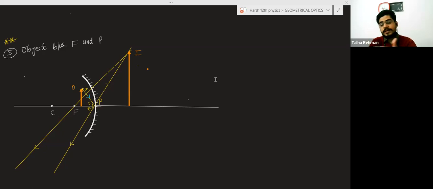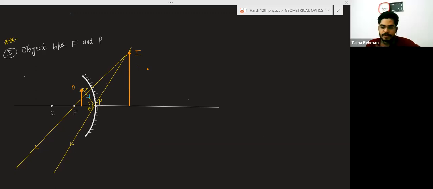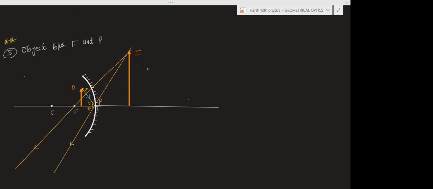Only in this case, when you are placing the object between the focus and the pole, the image is virtual and erect. Otherwise, the image is always real and inverted in the case of a concave mirror. Yes, sir. This is just the special case, you can say.